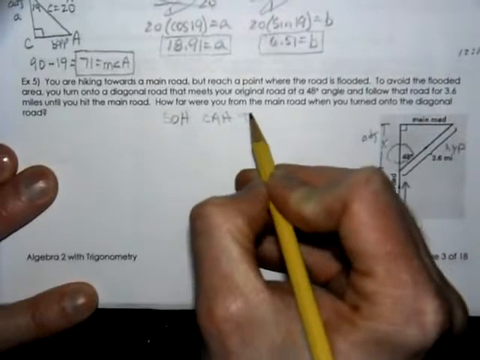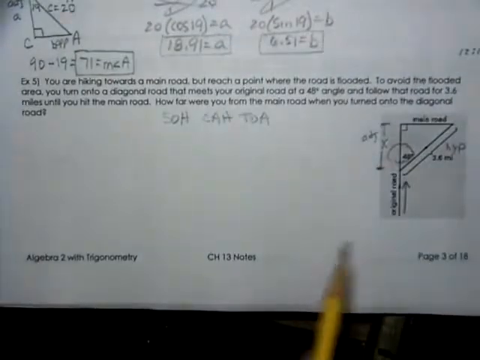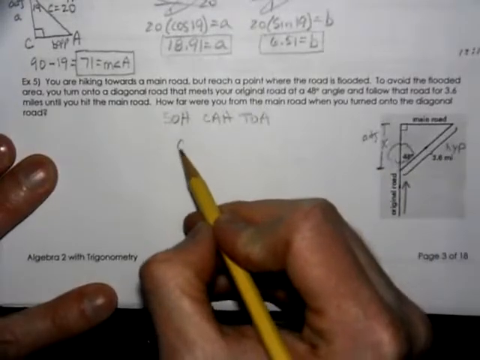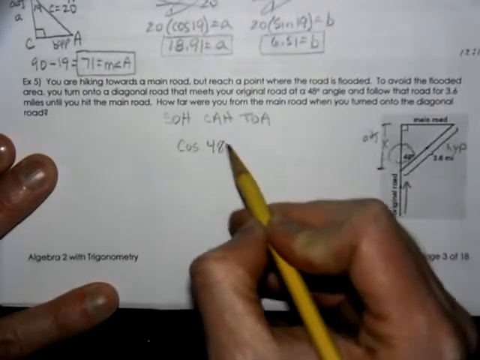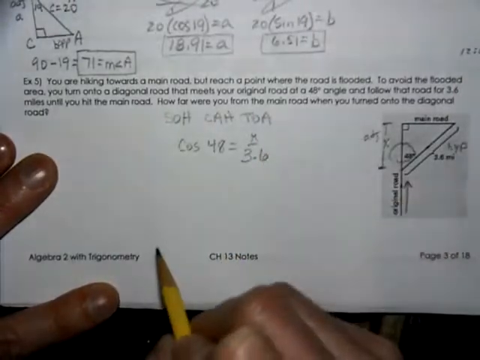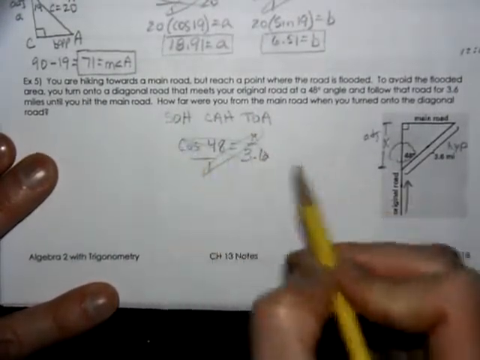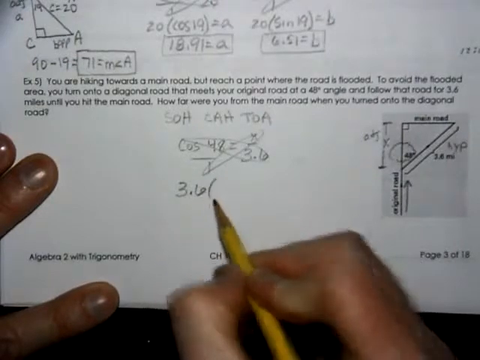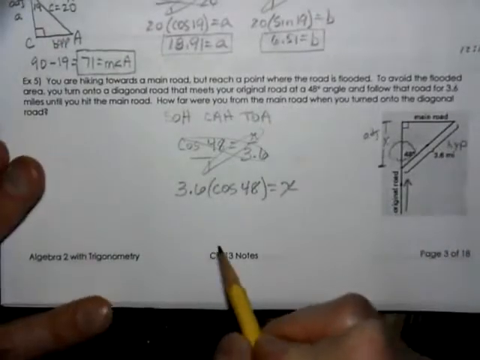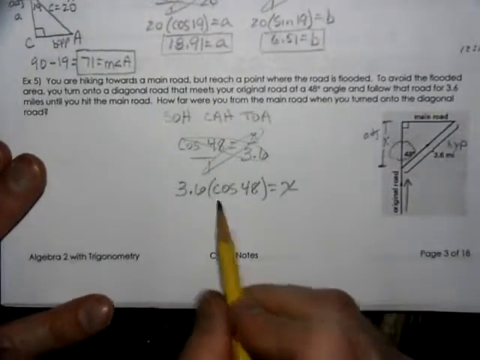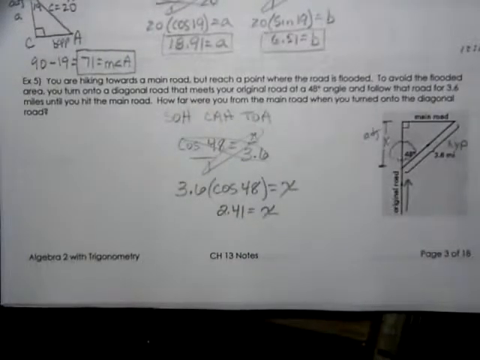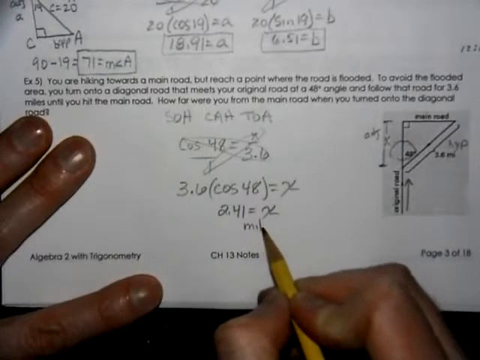So using SOHCAHTOA, we know that cosine would be adjacent over hypotenuse. So cosine of 48 equals the adjacent side over the hypotenuse. Put it over 1, cross multiply, 3.6 times the cosine of 48 equals our X value. When we multiply those two together, we get 2.41, and that's our X, and that would be in miles.